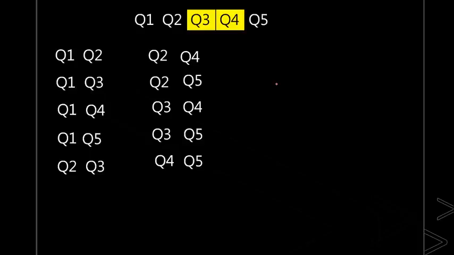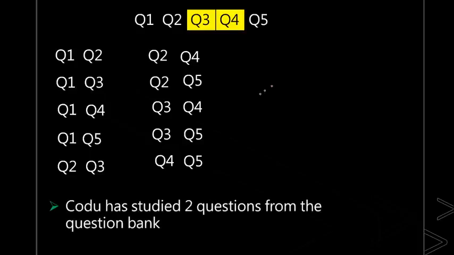Okay. So now they told you that Kodo has studied 2 questions from the question bank, right? He has studied 2 questions. They are not telling you which 2 questions. Yes. So I'll assume that he has studied Q3 and Q4, the highlighted cells. Can you all understand this? From 5 questions, I'm choosing 2 questions. So these are the possibilities of choosing 2 questions, and I know Kodu has studied random 2 questions. So I'm going to assume, just an assumption, that he has studied Q3 and Q4.